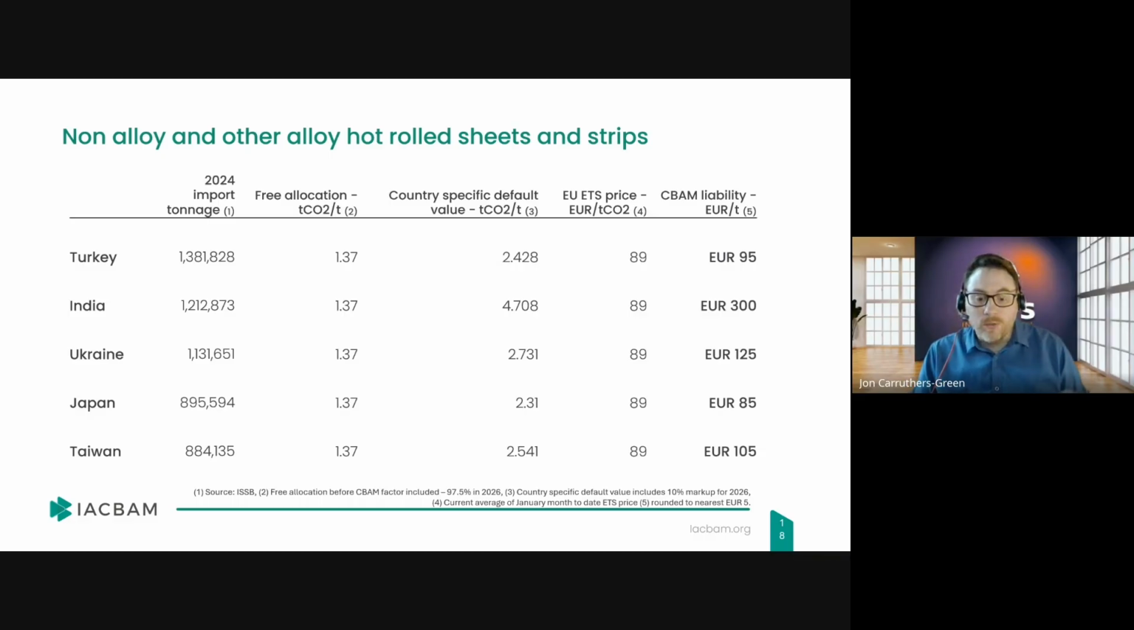If we look at hot rolled coil, this product category is currently trading in Europe at around 625 euros for a ton of steel. If you think that you're then potentially adding another 300 euros per ton if it's being imported from India, that really doesn't leave a whole lot of margin for anybody who is receiving material from India. Essentially, CBAM as it stands takes them off the board. Other countries that are on there have a much lower liability.